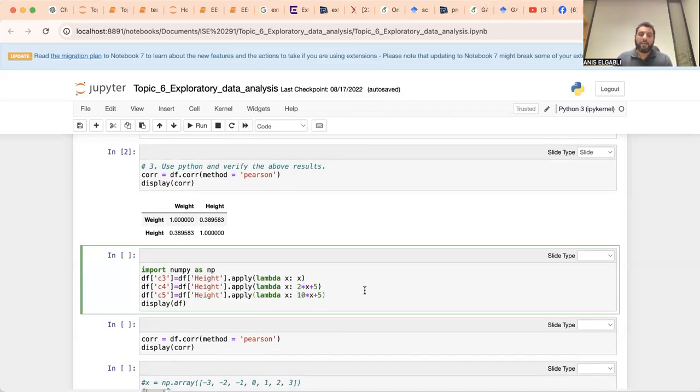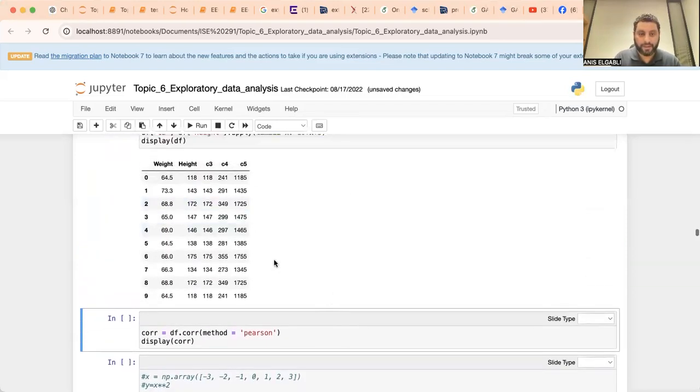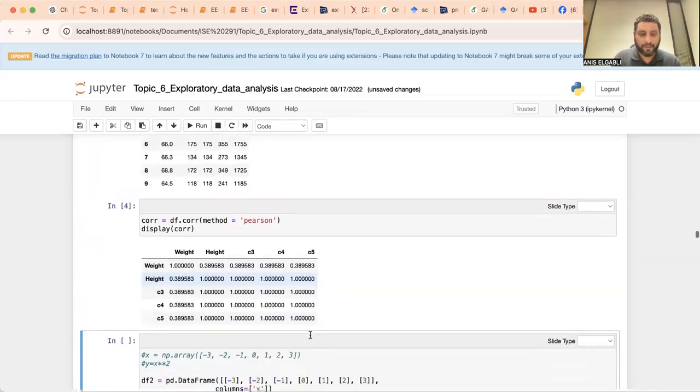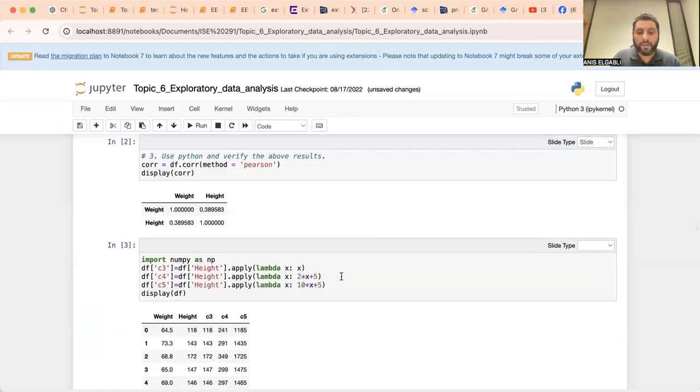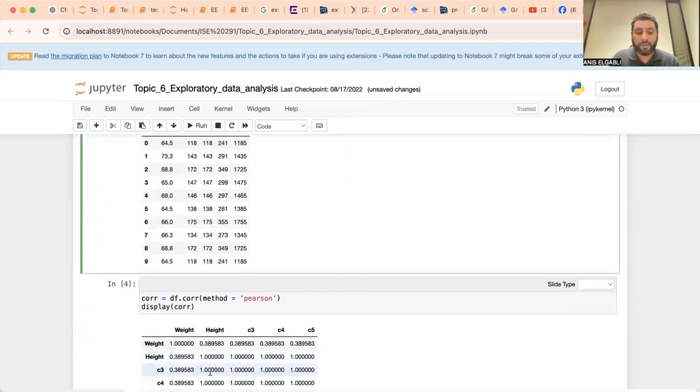So what do you expect the correlation between C3 and the height, C4 and the height, C5 and the height to be? As you might have expected, all of them will be 1. Here I just created them, and here I compute the correlation. So C3 and the height, 1. C4 with the height, 1. C5 with the height is equal to 1. So the correlation for each one of these is equal to 1 because each one of these is linearly depending on the height. So the relationship between each one of them and the height is a linear relationship. That's why the correlation is equal to 1.